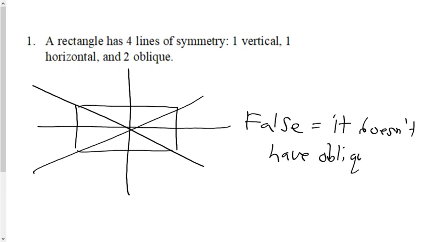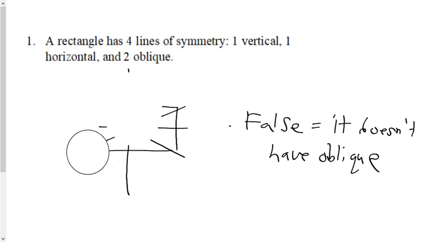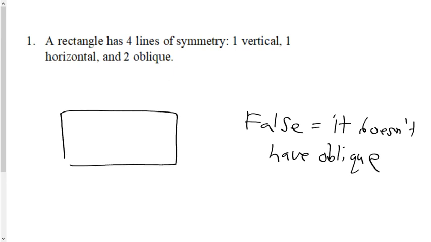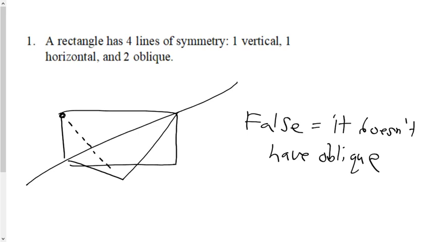And we said this because when we studied the rectangle, what happens when I reflect a rectangle obliquely? It makes a kite, doesn't it? So if you were to take this rectangle and cut it down the middle here and reflect this part here, it would actually end up forming a kite because this point would be here across that line of reflection, right? So the answer is false. It doesn't have any oblique lines of symmetry.